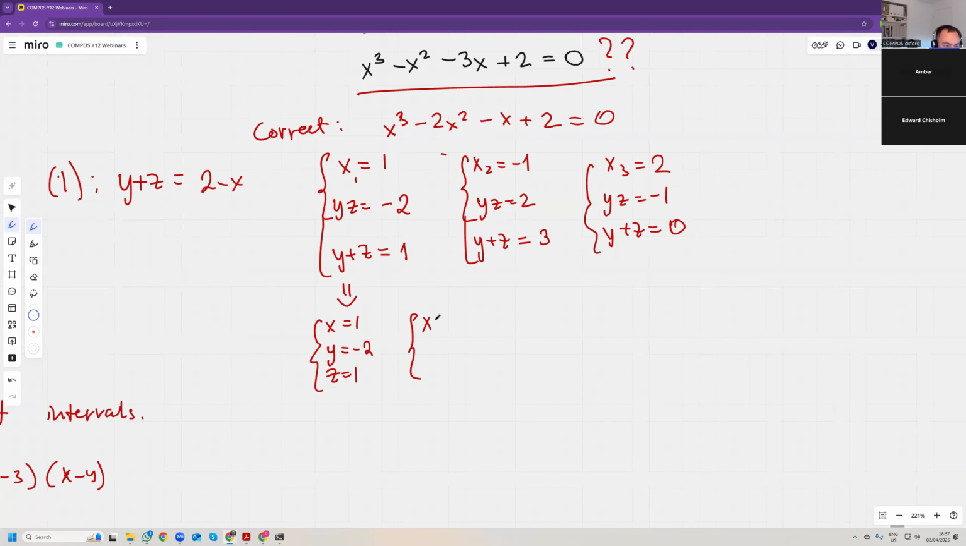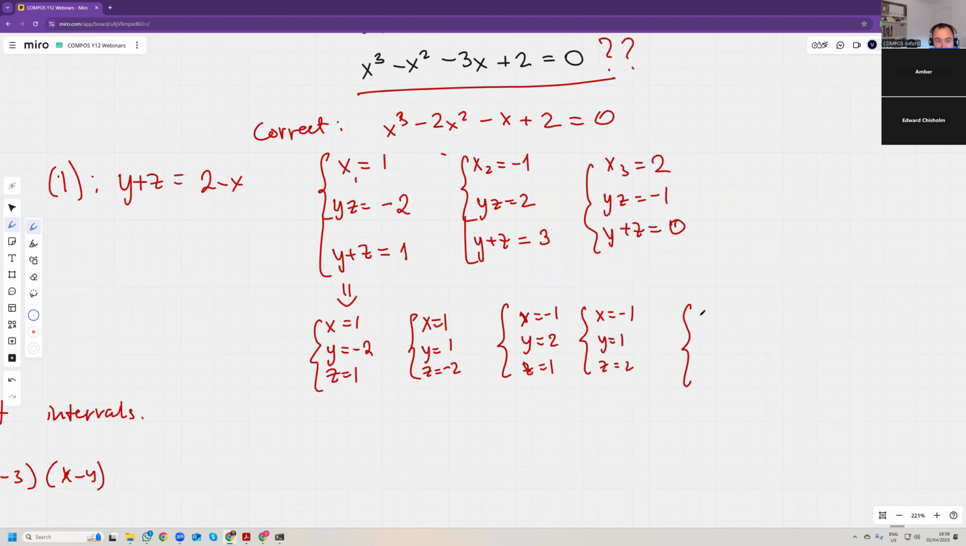We have x equals 1, y equals 1, and z is minus 2. Then we get x equals negative 1, y and z equal 2 and 3. They multiply to 2, add to 3. That's 2 and 1, and z equals 1. Or it's the other way around: x equals minus 1, y equals 1, and z equals 2. So I'm just solving. There are two possibilities here. yz is 2, y plus z is 3.